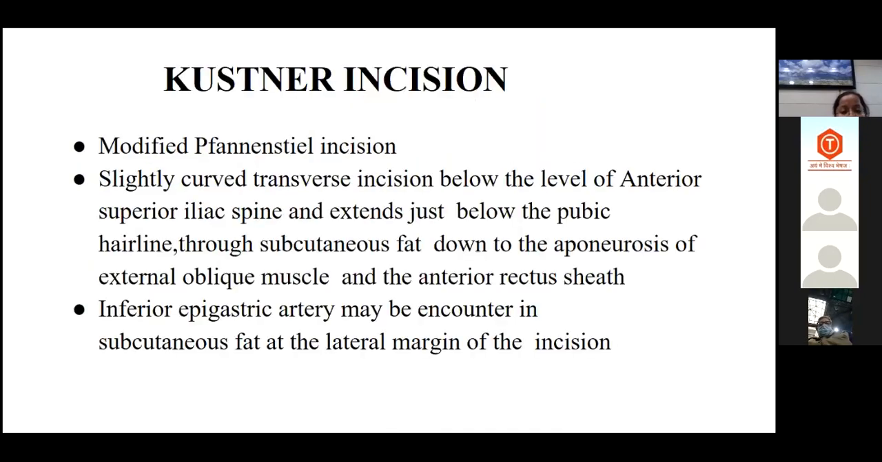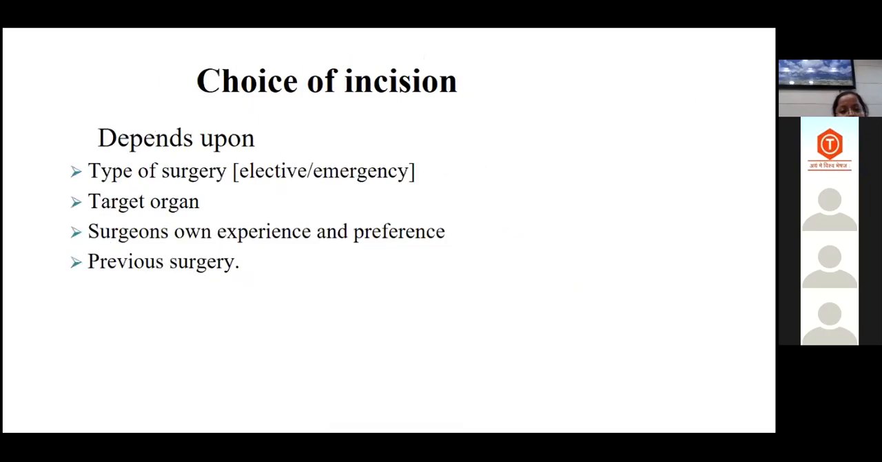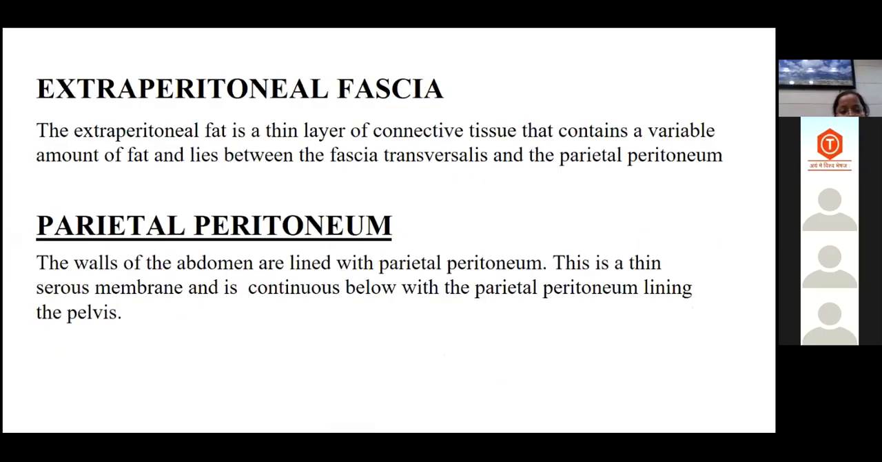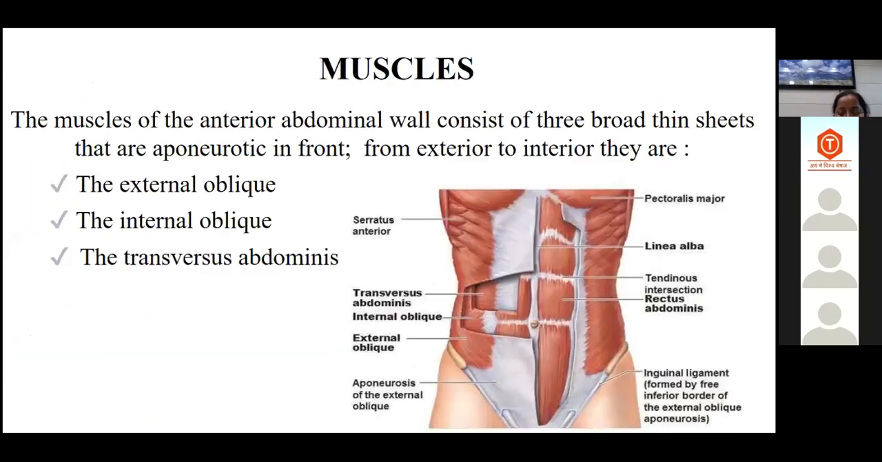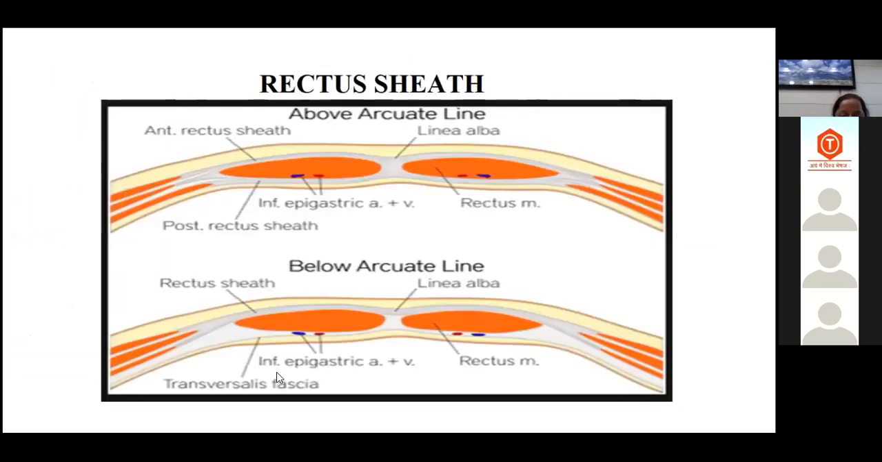Ma'am, it will form below the fascia transversalis in the abdomen. Now where is the inferior epigastric artery? Look, there is the anterior rectus sheath, this orange muscle of yours. Below it is the inferior epigastric artery, and below that is your posterior rectus sheath, isn't it?